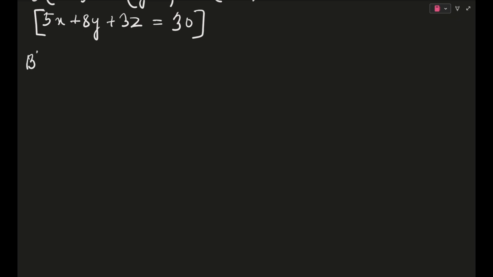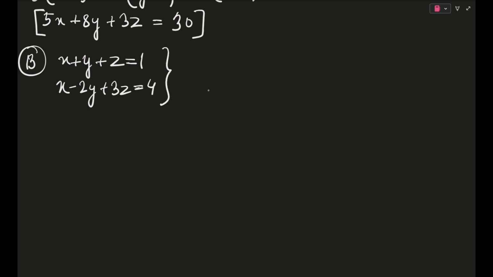Option number B tells us the shortest distance between the lines L1 and L2 is 2 root 2. For that, the first thing we need to do is find a point on the line L2. So for that, I will write the plane equations, which are x plus y plus z equals 1, and x minus 2y plus 3z equals 4.